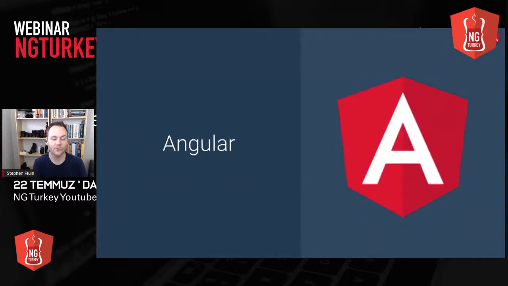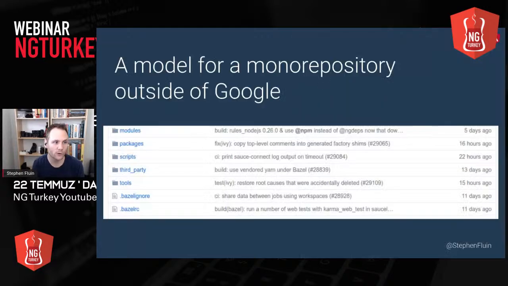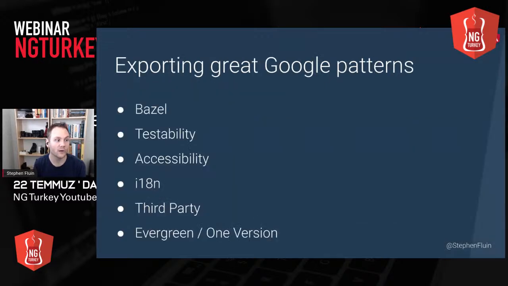So last, I want to just talk really briefly about Angular and how Angular is trying to manifest some of these concepts in the external world. So we actually have a model for this monorepository concept outside of Google. If you look in the Angular repository, you're going to see packages. You're going to see all of the sub packages that we build on NPM. We're using Bazel to do all of this. So we're trying to export some of these great Google patterns to the world.